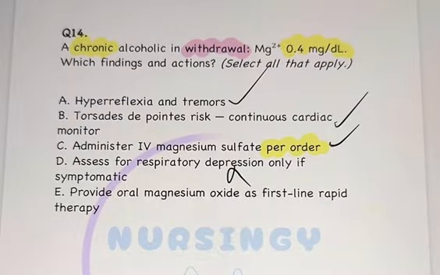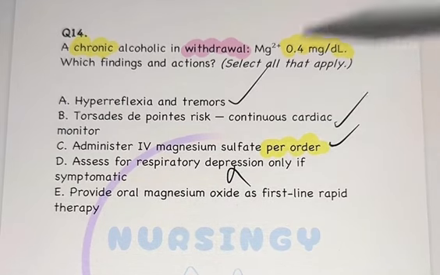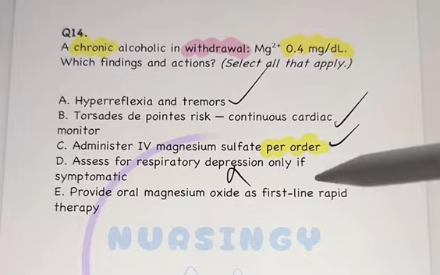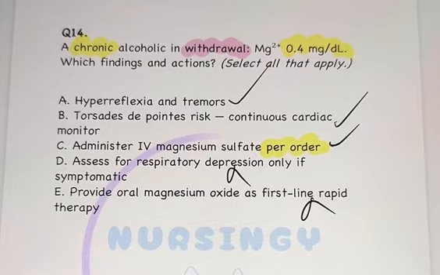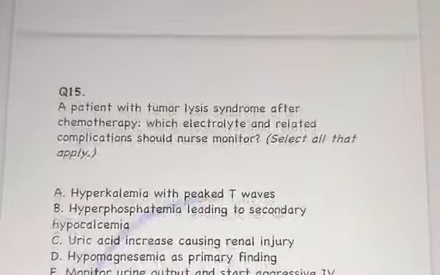Provide oral magnesium oxide as first line rapid therapy. Is that going to help? So now we have 0.4. It is critically low. Do you think oral is going to help? No, that's not going to help at all. It is used for mild cases only, and it's not rapid acting. It's not the first line rapid therapy. Okay, let's move to question number 15.